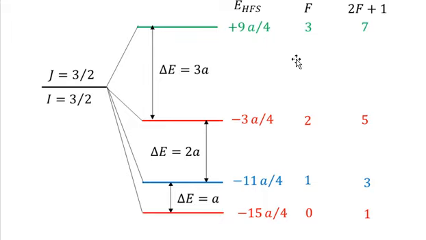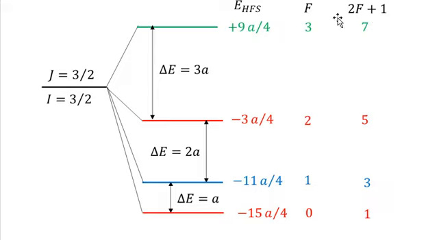So I need to write all those values between the maximum value and the minimum value. The maximum value of f was 3 and the minimum value is 0. So I am writing all the other values: 3, 2, 1 and 0. These are the possible values for the quantum number f.